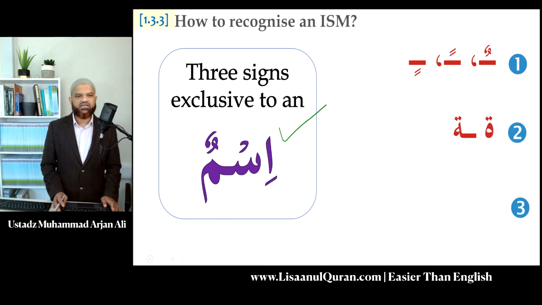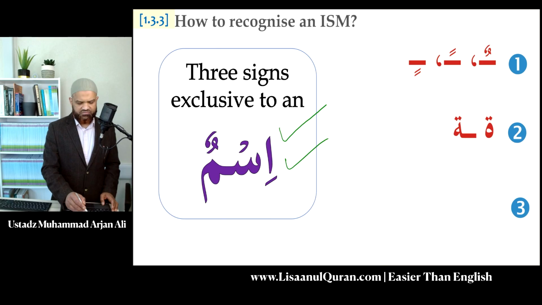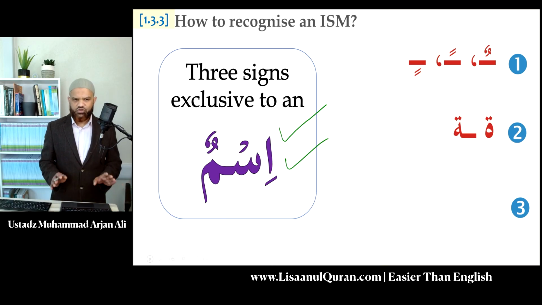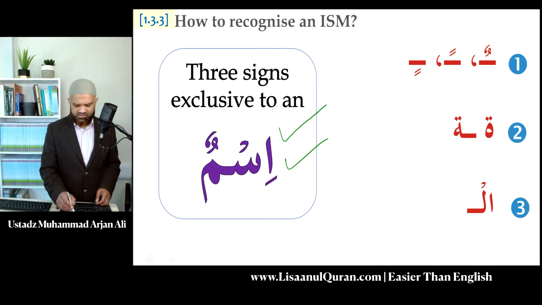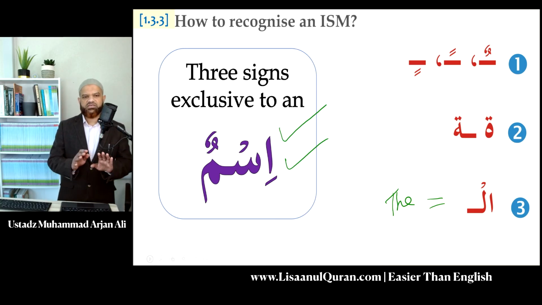The second sign is ta marbuta. Now this is called the round ta. We'll explain that inshallah when we speak about gender in more detail. If it has that at the end of a word, it is an ism. A verb will not have that, nor will a particle. And the last important one is al, the definite article in the Arabic language, which means the. If you see that at the beginning of a word, that word is an ism.